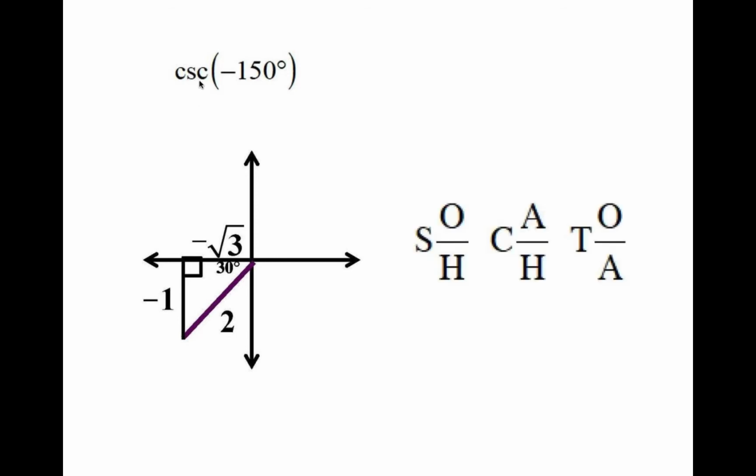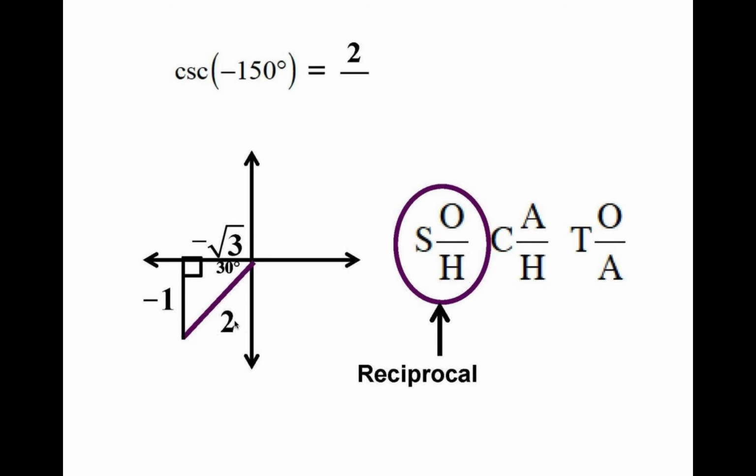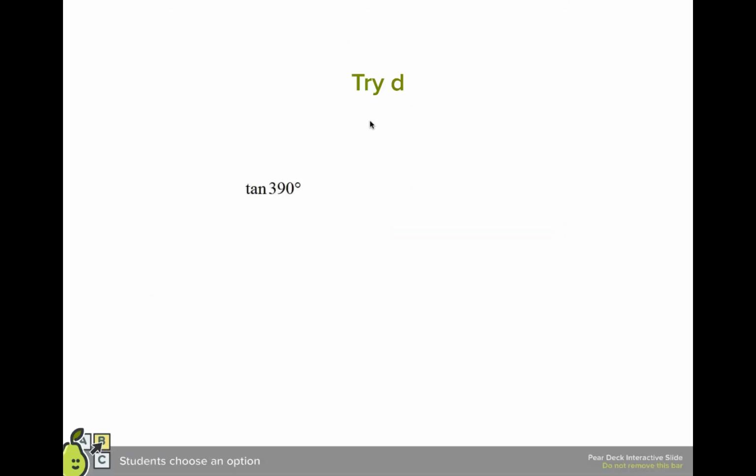Cosecant is the reciprocal of sine. So we have h over o. So the hypotenuse is 2. Opposite my reference angle is negative 1. And then 2 divided by negative 1 is negative 2. You try D.